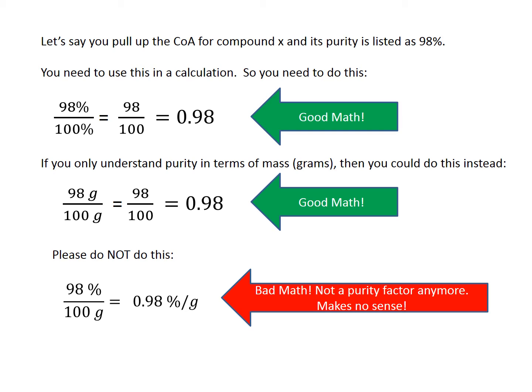Now, some people, this blows their mind. They don't understand this, but hey, they understand grams. So if you understand purity in terms of grams, then write it that way. Hey, there's 98 grams of compound X per, remember, per 100 grams of material. And then your grams cancel, and then you still come out with 0.98. Please do not do this. This is bad math. These do not cancel. See, you're left with 0.98% per gram. This is just really, really bad math.